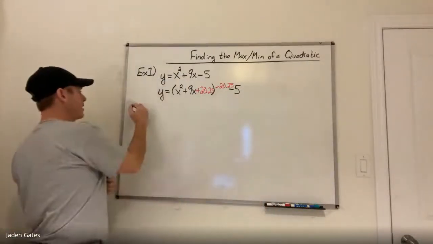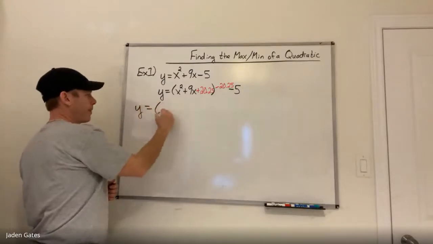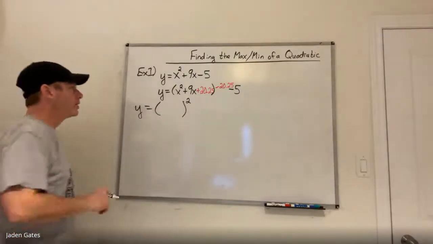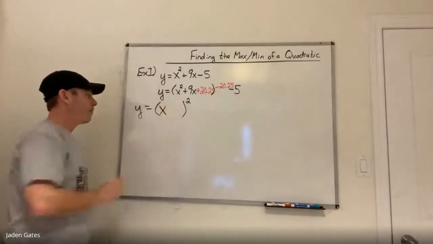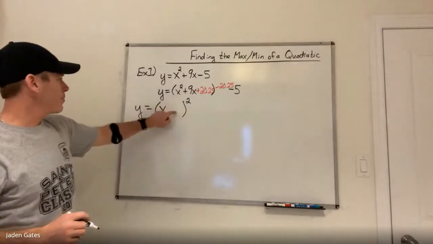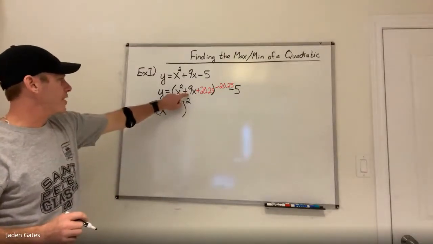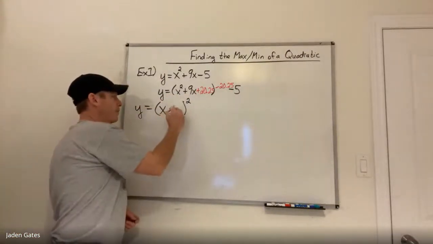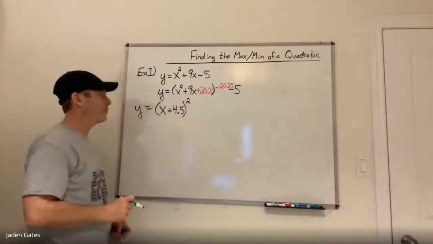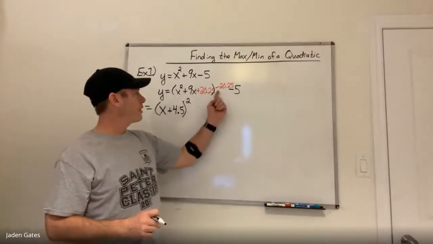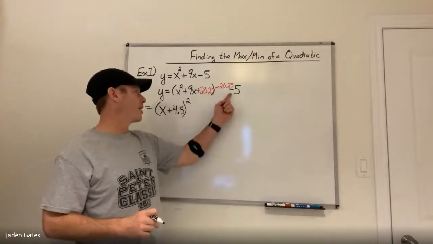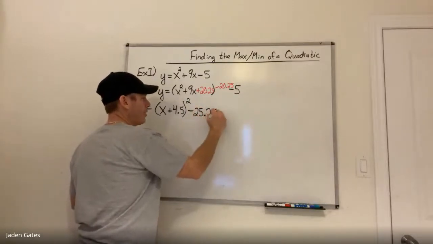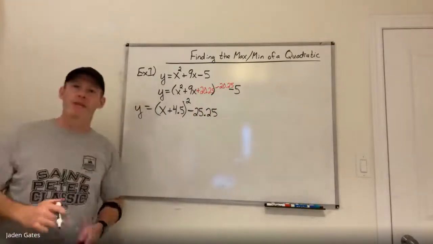So now I've completed the square, so I have y equals. I'm going to rewrite it as a binomial squared here. All right, so I'm going to have an x here. And again, to figure out what goes in the brackets here, I take half of my number that's in front of the x, so I have a positive 9, so half of that number is 4.5. Positive 4.5. I figure out the leftover amount. And so I have a minus 20.25 minus 5. Well, that's minus 25.25. Now, that thing is in vertex form.